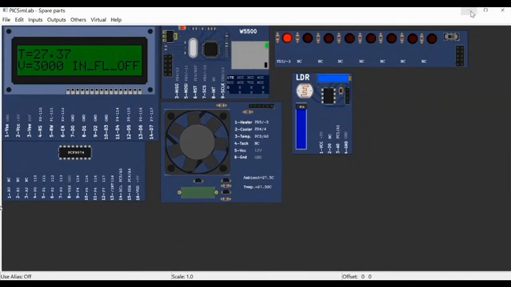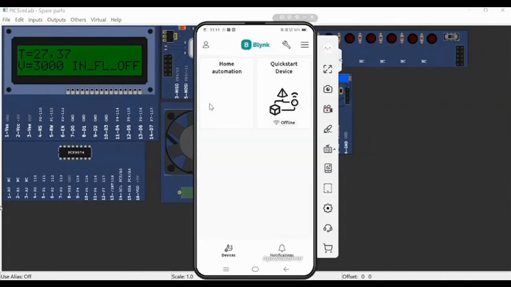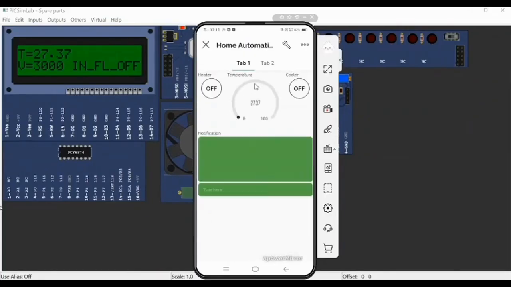And these are the other devices used in this. And this is the Blynk app we have used in this. And in this we have two tabs. In tab 1 there is a heater. If we turn on the heater, the temperature will increase, and in the LCD it will show heater on.